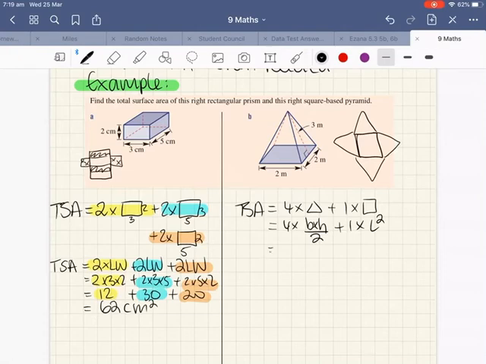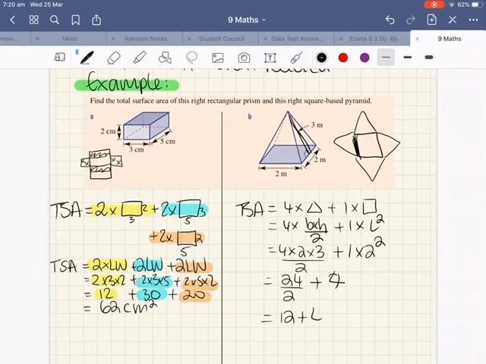Let's sub in all of those values. 4 times the base of the triangle, this section here, is 2, times the perpendicular height of the triangle, 3, over 2, plus 1 times 2 squared. Evaluating that, we get 8 times 3 is 24, 24 on 2 plus 4, which is 12 plus 4, or 16 metres squared.